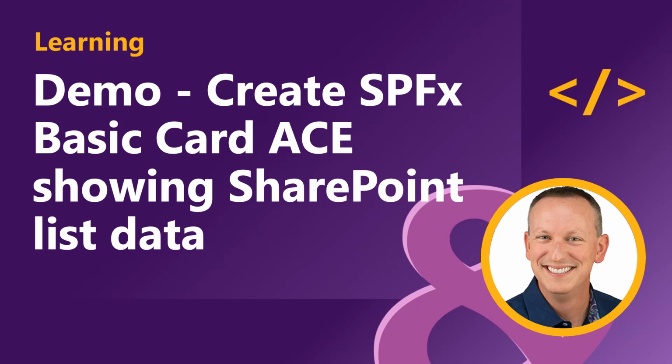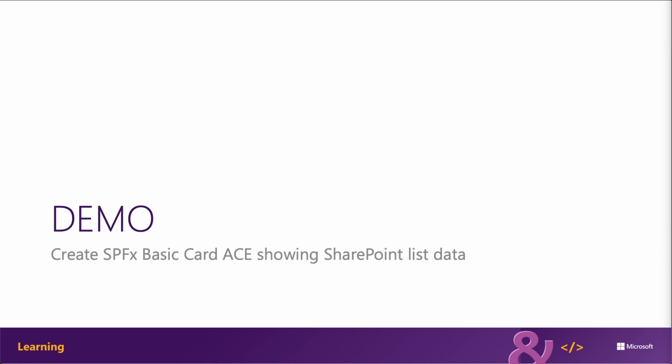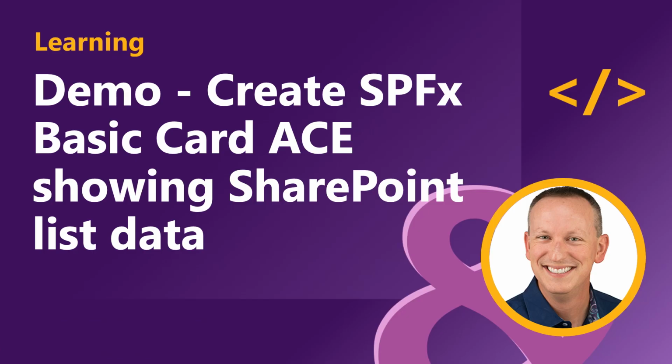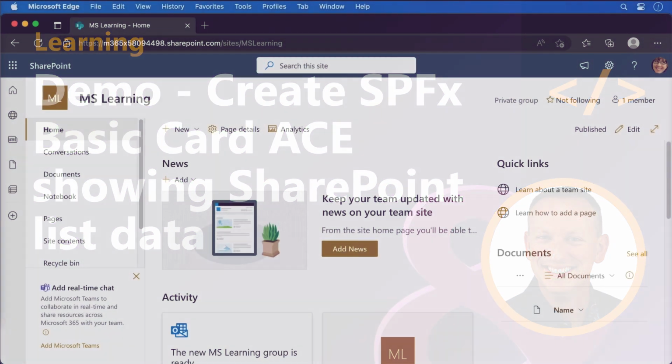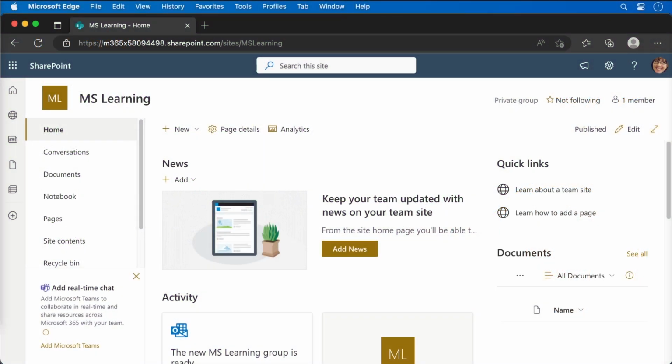Now let's look at a demo where we're going to create a SharePoint Framework adaptive card extension using the basic card template that displays items in a SharePoint list and enables the user to also add items to that list. Developing adaptive card extensions for Viva Connections requires a Microsoft 365 tenant, SharePoint Online, and Viva Connections that are all set up in your tenant.